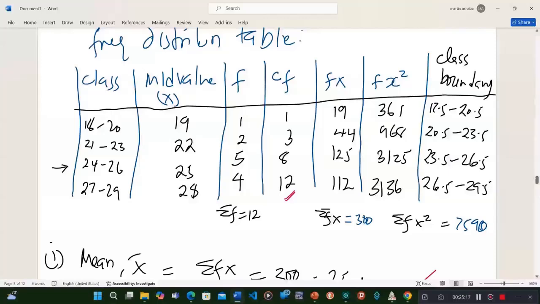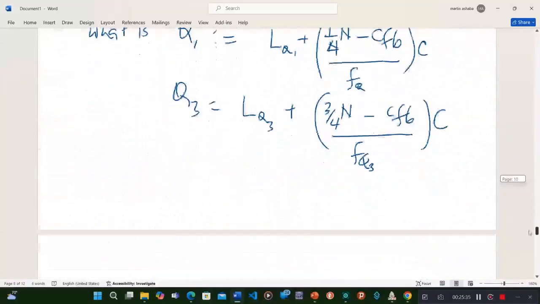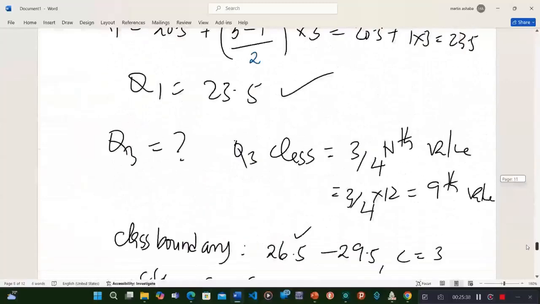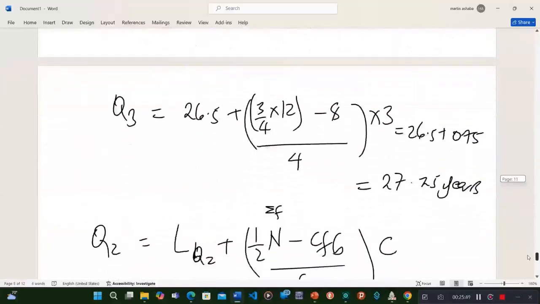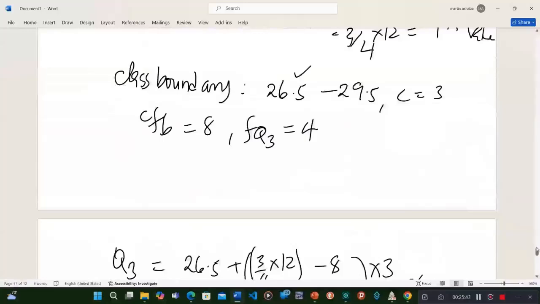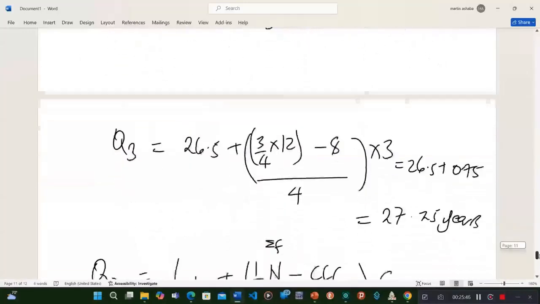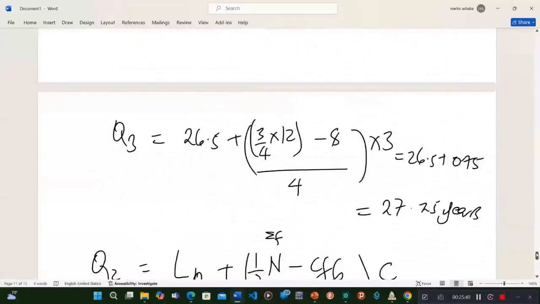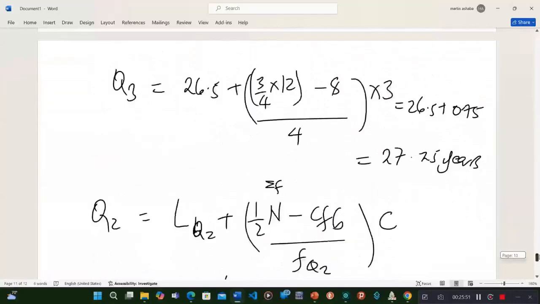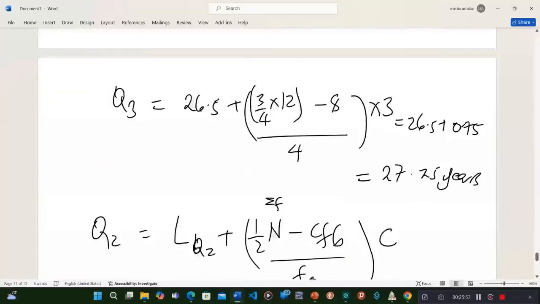So the class boundary is 26.5 to that. And the value we're interested in is that. What about the frequency of the third quartile class? It will be 4. The cumulative frequency before the third quartile class will be 8. So we substitute in all those values, and then we shall be able to get the third quartile. Substituting here, and finally your third quartile is equal to that.